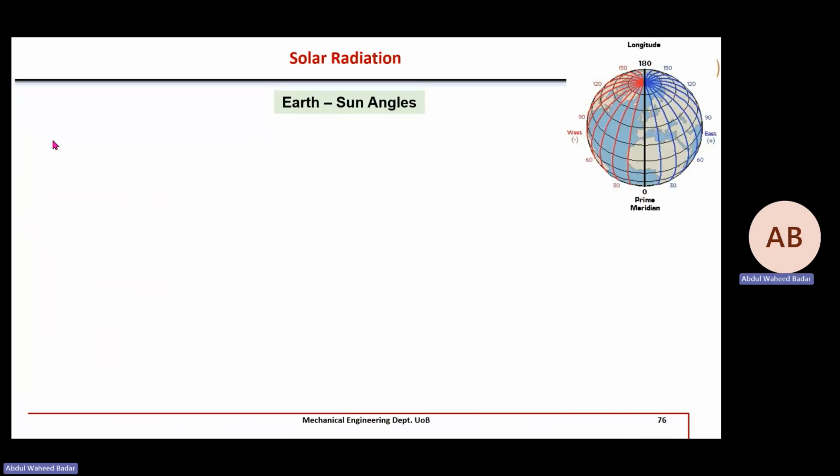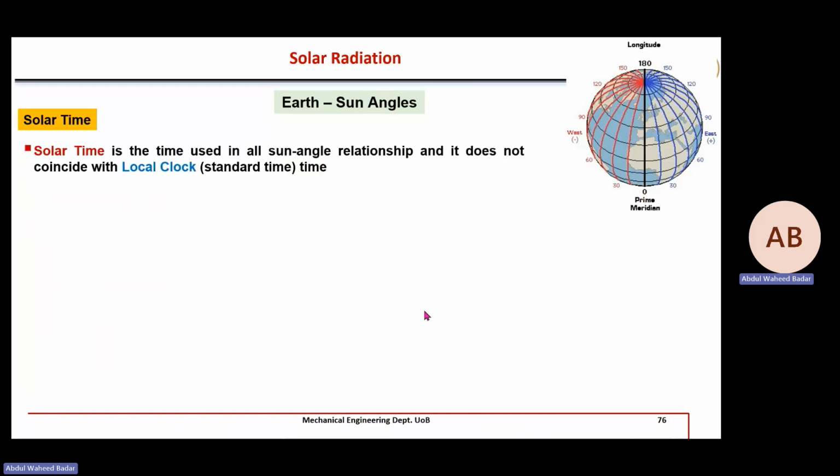So now we have discussed three basic solar angles. Now there is a concept of solar time, which we should discuss. Solar time is the time which we use in all these sun angle relationships. The solar time and the local clock time may not be exactly the same.